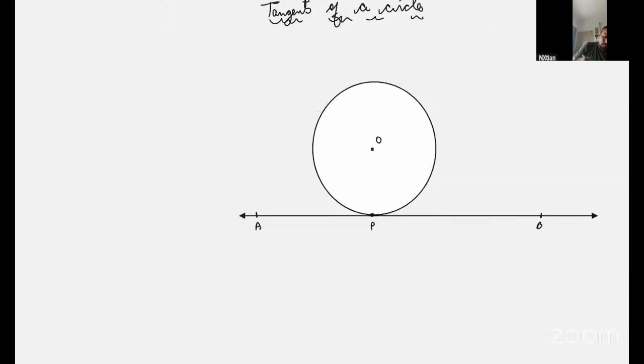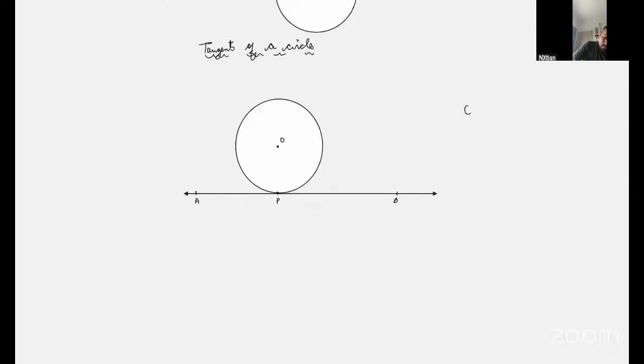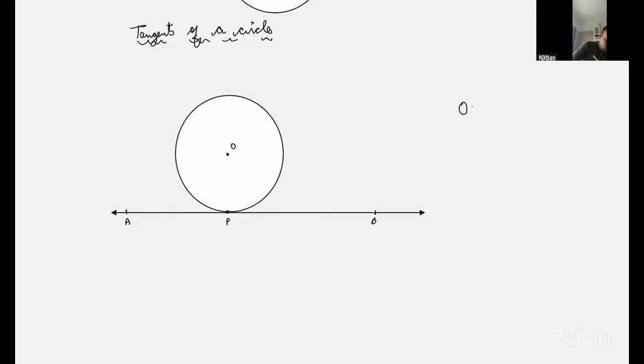Okay, so O, this one, AB is the tangent of a circle. AB is a tangent of a circle. Did you understand, guys?